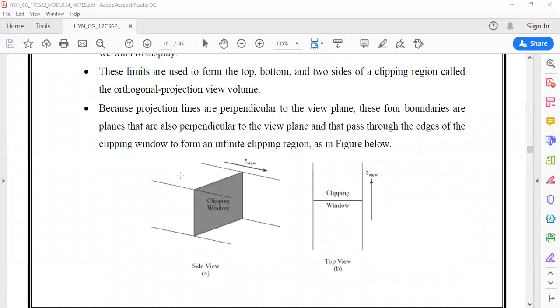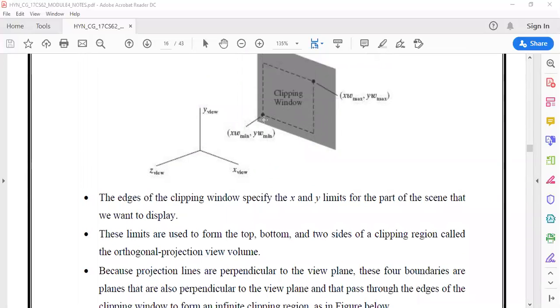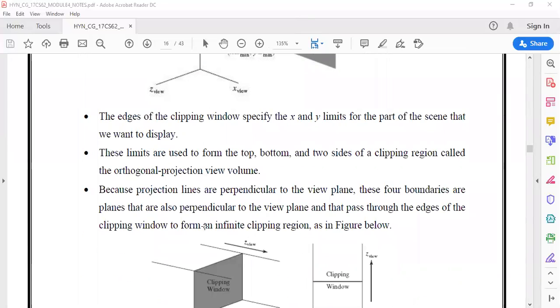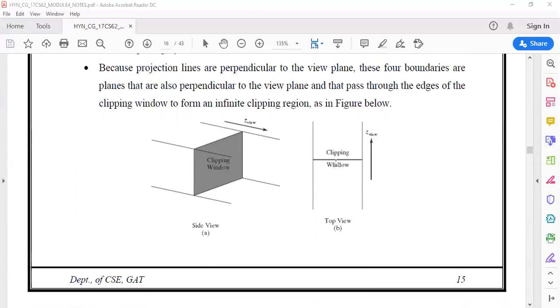The projection lines are perpendicular to the view plane. If I take any projection line drawn from the object that has to be displayed onto this clipping window, the projection lines are perpendicular, because I'm considering the orthogonal projection. Since the projection lines are perpendicular to the view plane, the four boundaries are also planes perpendicular to the view plane, and they pass through the edges of the clipping window to form an infinite clipping region. If I look from the side view, I will get a view like this.